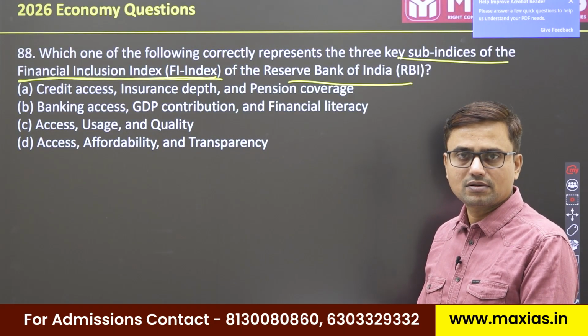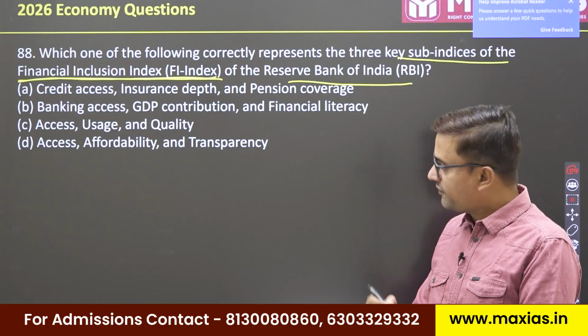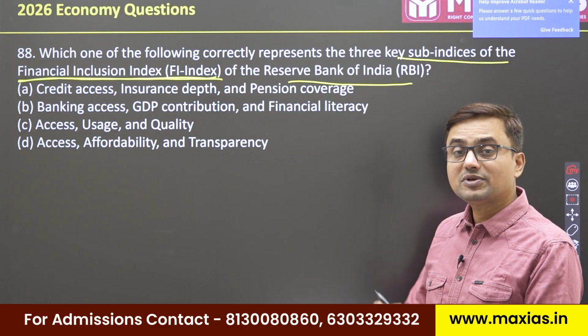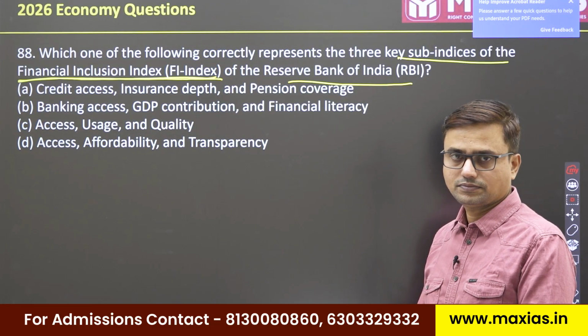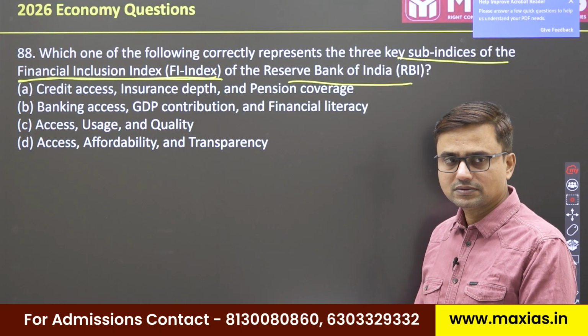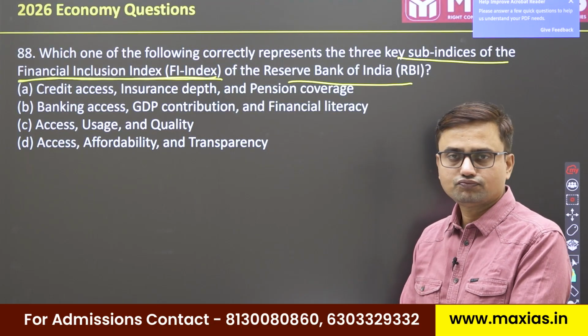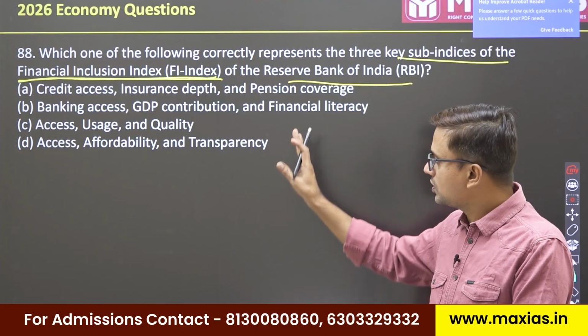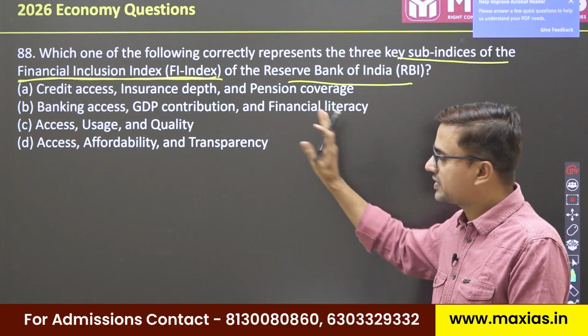So credit access is part of banking. Okay. If credit access is a criteria, then what about the savings part? Are they including savings? No. So that does not represent a perfect sub-index.